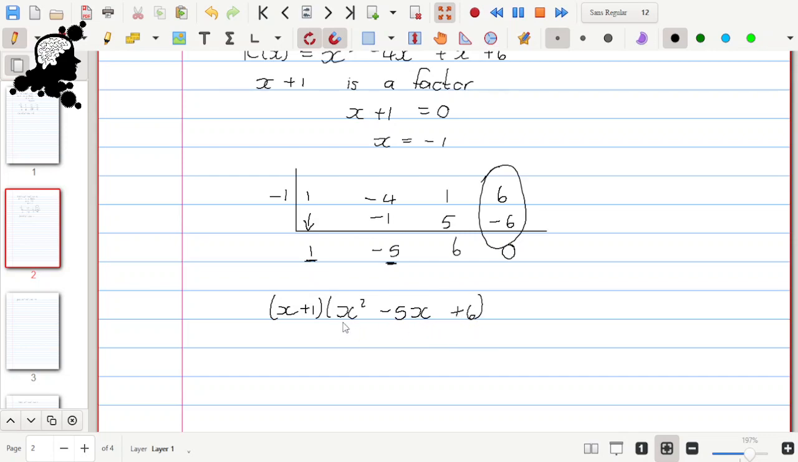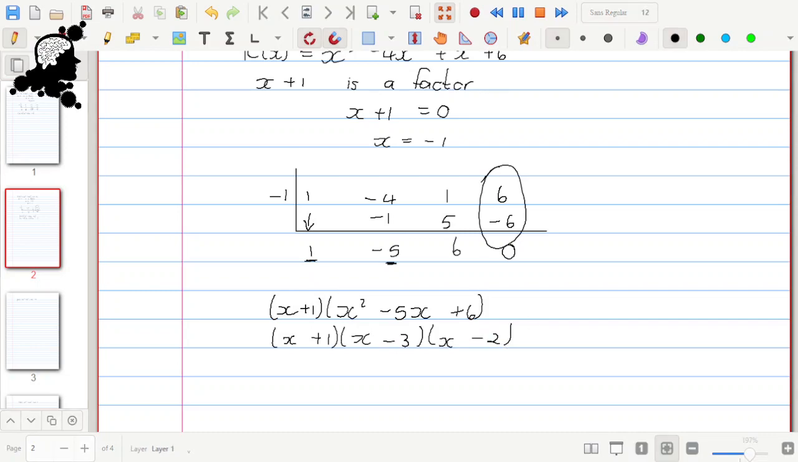We can factorize our quadratic expression. So, we're going to have x plus 1 into x there, and let's open another bracket with an x there. We can put minus 3 there, and we can put minus 2 there. There we are. We are good to go.